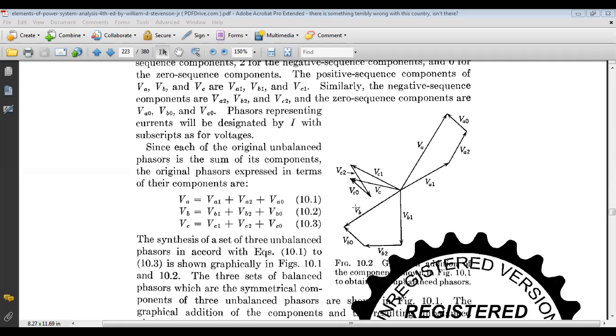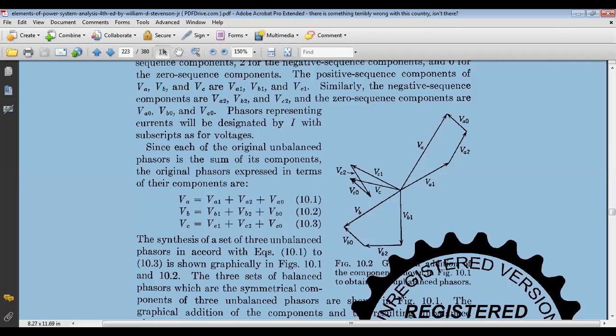So this is a vector. This is VA, the A phase voltage, and this is VB, the B phase voltage, and this is VC, the C phase voltage. The angular displacement between them is not 120 degrees now, and their magnitudes are not the same either. So this is an unbalanced condition that occurs whenever an unsymmetrical fault occurs in a power system.